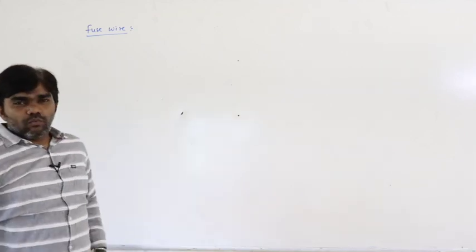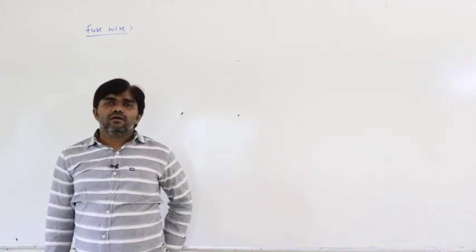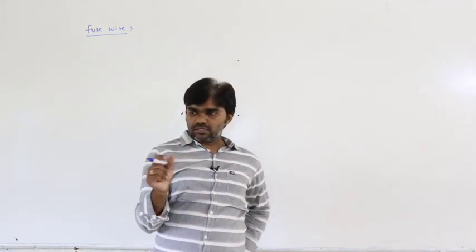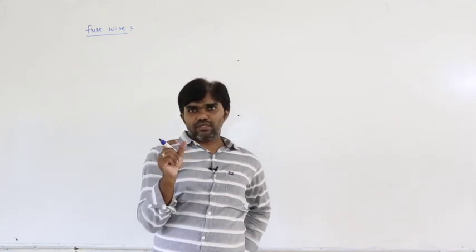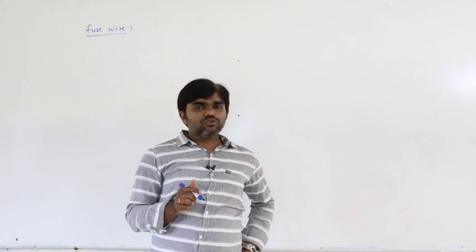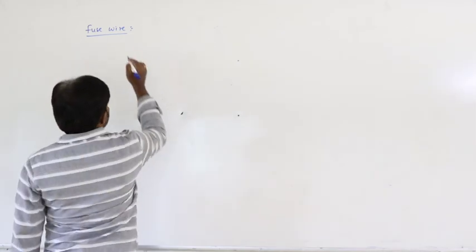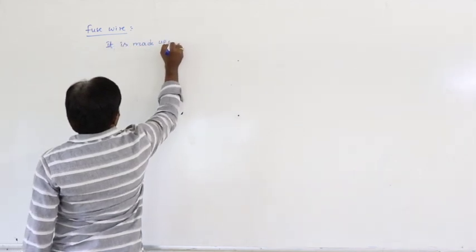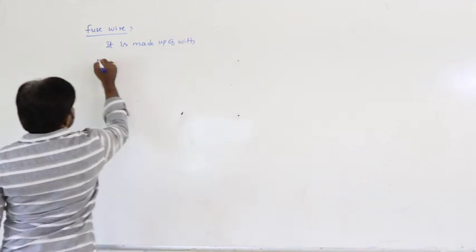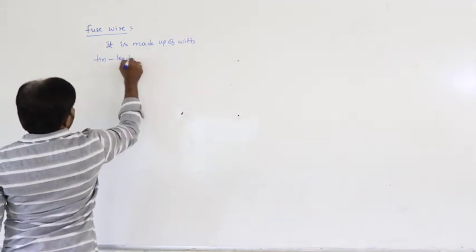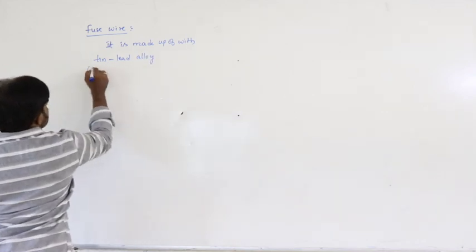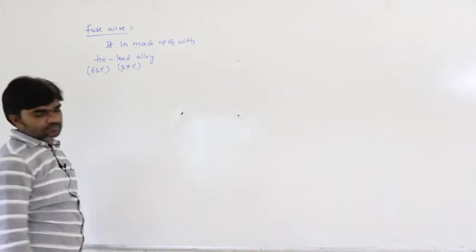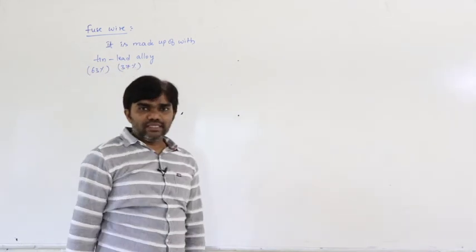Fuse wire. What is the fuse wire? Nowadays, all the potential boxes must have small fuse wires. A fuse wire is made up of a tin-lead alloy, 63% tin and 37% lead.